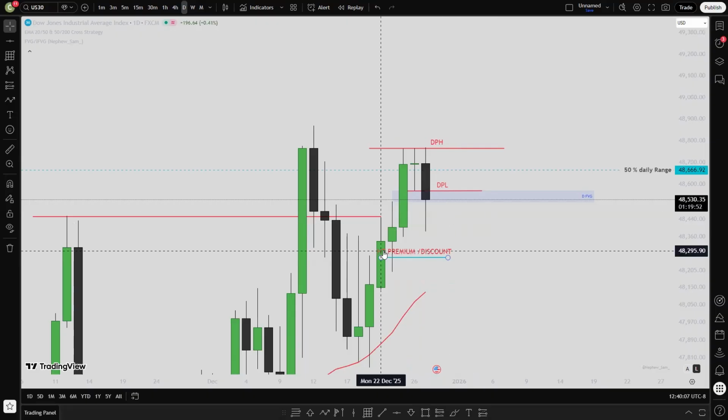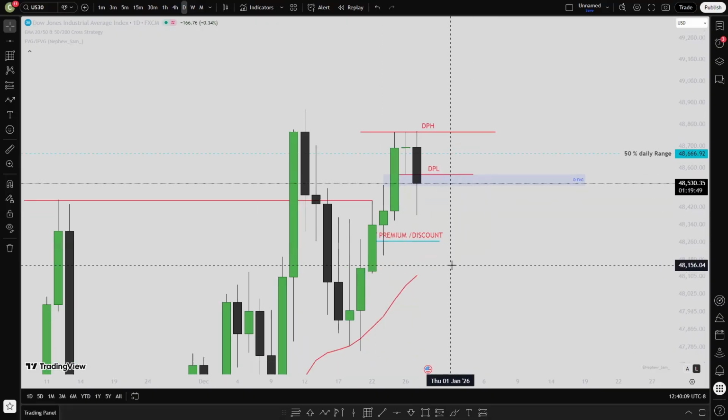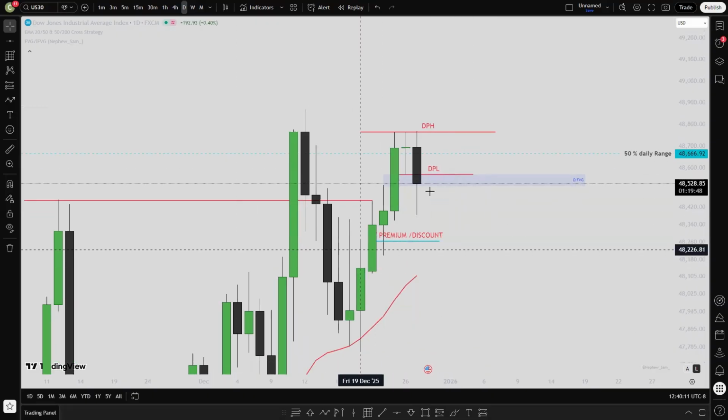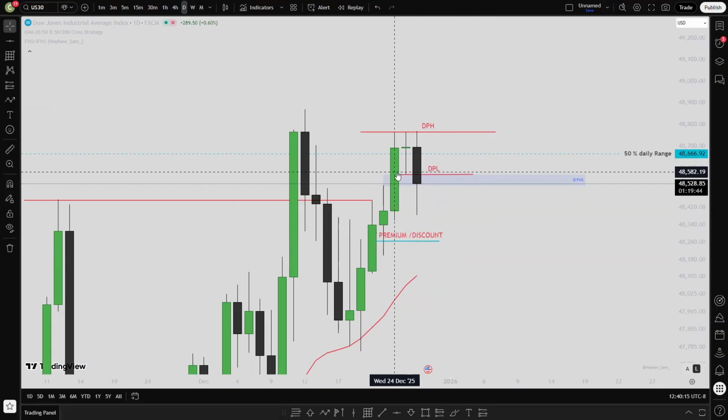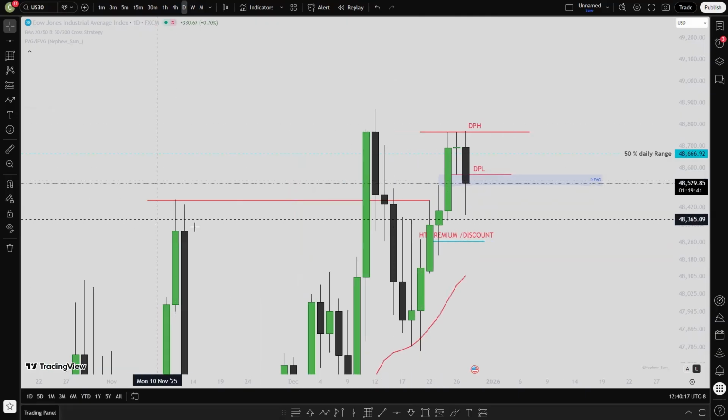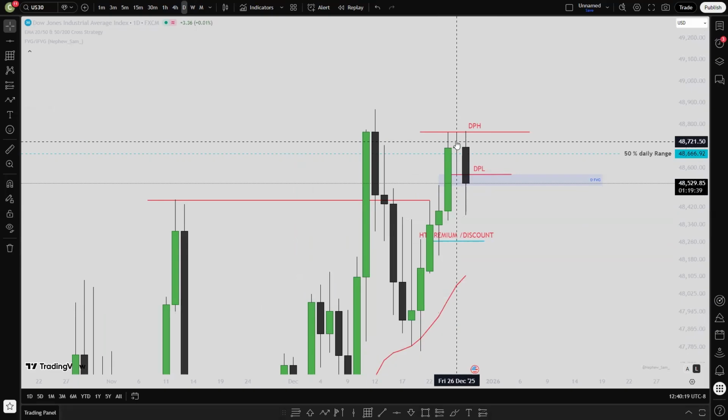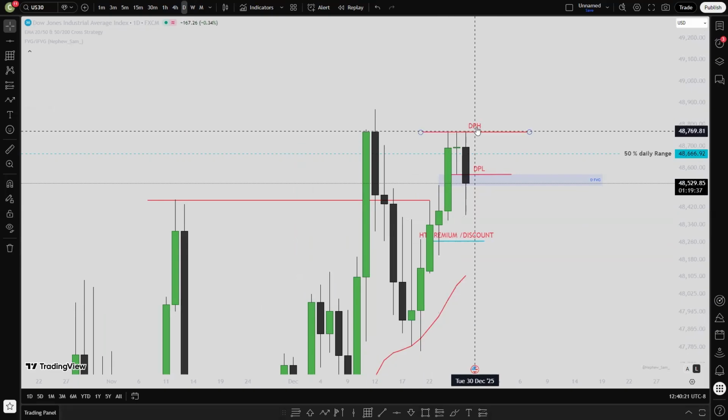So you want to know what location you are in with price in the range. So in this case, premium. Has the job been completed in the premium? Yes, we've taken out the all-time highs, but over here we failed to. So we could retest it.